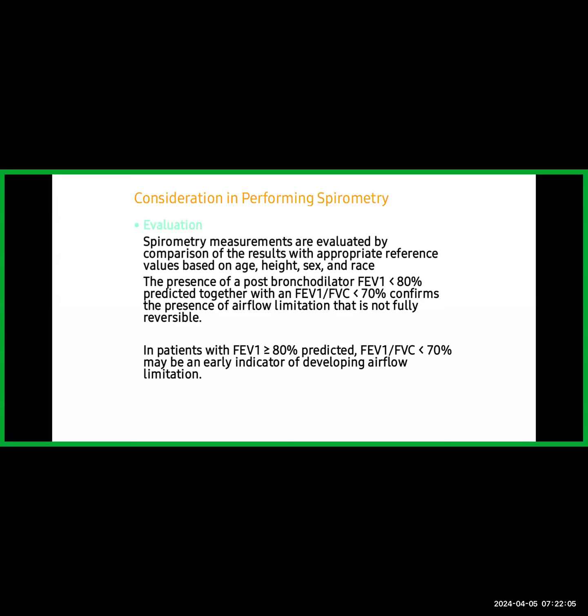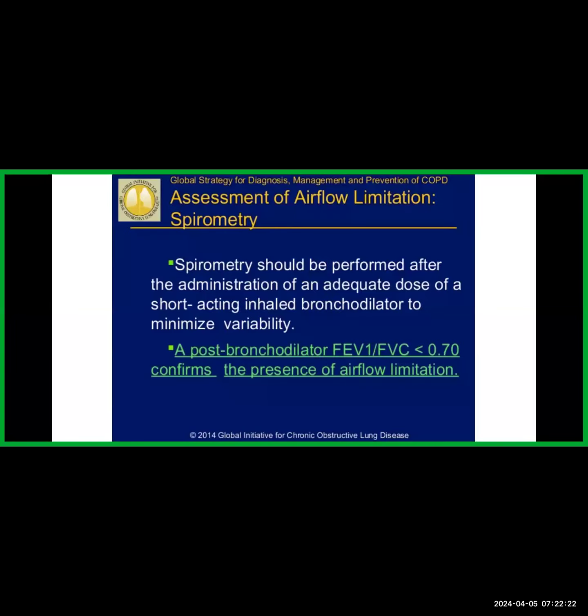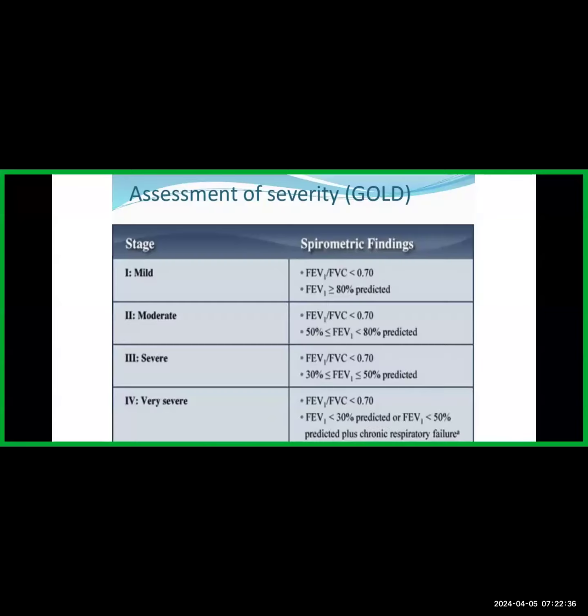Sometimes patients may have a predicted FEV1 of more than 80% but again show an obstructive pattern. Still, we cannot say he doesn't have COPD, but likely he's at stage zero. But these are the kind of patients that require monitoring, as they are on their way to developing COPD. Spirometry should be performed after administration of an adequate dose of short-acting inhaled bronchodilator to minimize variability. And whenever we have a post-bronchodilator FEV1/FVC of less than 0.70, it confirms the presence of airflow limitation. This is the GOLD assessment of severity.